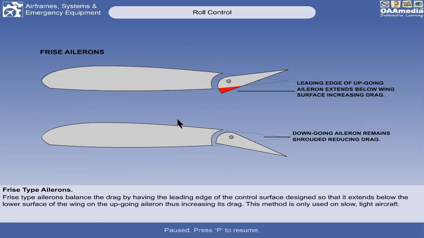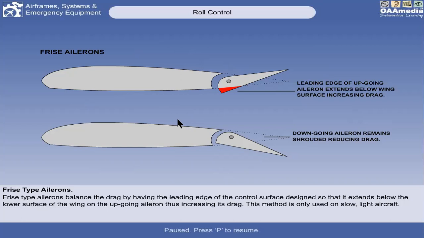But ang problem dito, it is only used on slow and light aircraft because if it's being used in large airliners or large aircrafts that is operating at higher air speeds, so it can compromise the entire structure ng pakpak mo. Okay? So, applicable lang siya into low and light aircrafts. So, ayan.